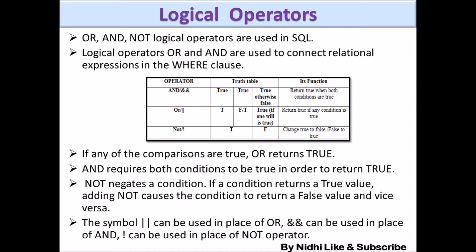Next operator is OR, which means it is like either this or that. OR means if one condition is true out of two, then it will give you a true result. If both the conditions are false, then it will give you false, but if either one condition is true, it will give you the true result.